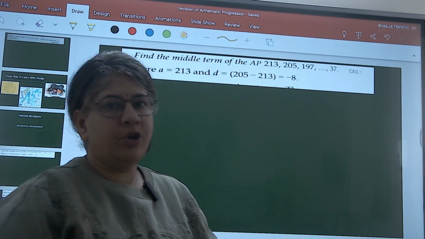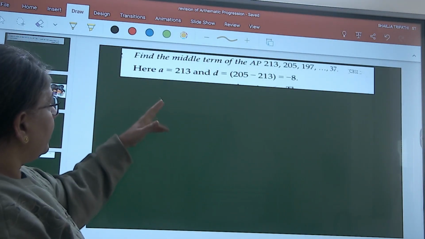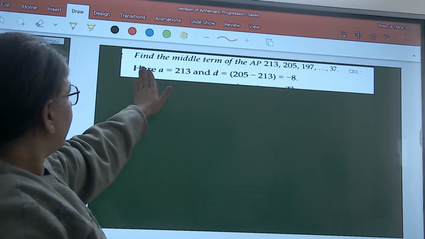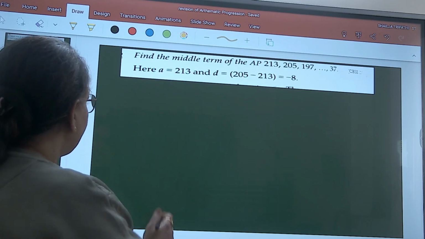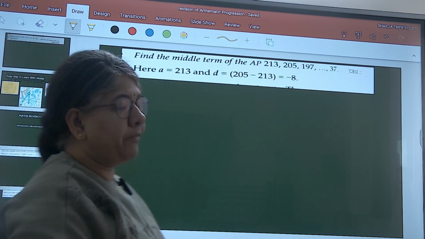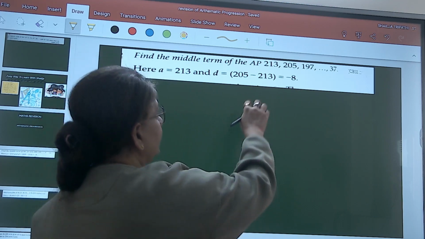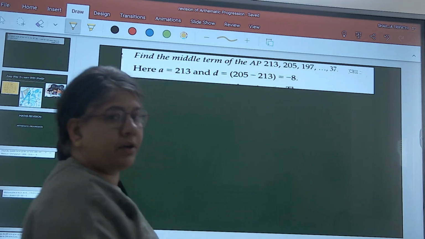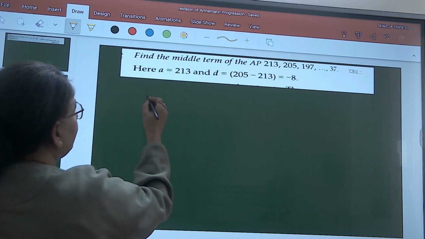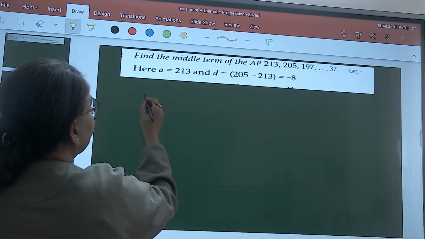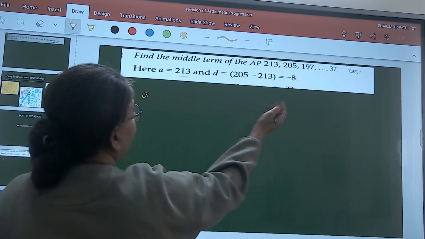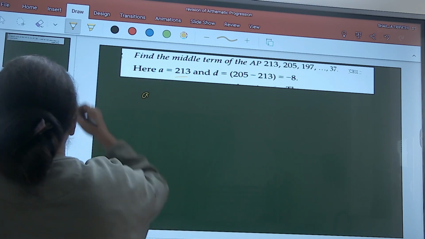Let's see another question. Find the middle term of the AP. Okay, this much is the question. So in this question, first we'll find the number of terms because the first term and the last term are given. So we'll find the number of terms in the series. See, here the first term is 213. The common difference is also given.